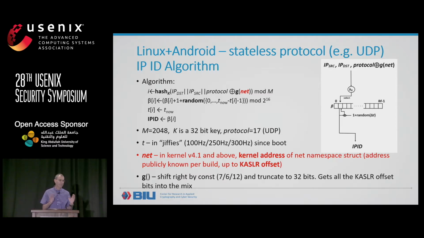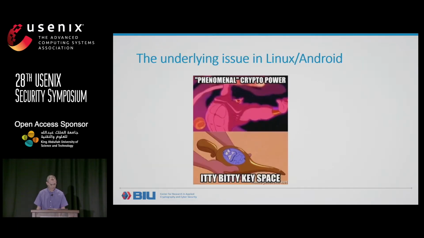It's, of course, build dependent, but we assume that the attacker can figure out the exact build. It's pretty easy, at least for many Linux and Android models. And G is just a function that shifts all those random KASLR offset bits into the low 32 bits of the result. So the result is 32 bits, and it includes bits from the KASLR offset.